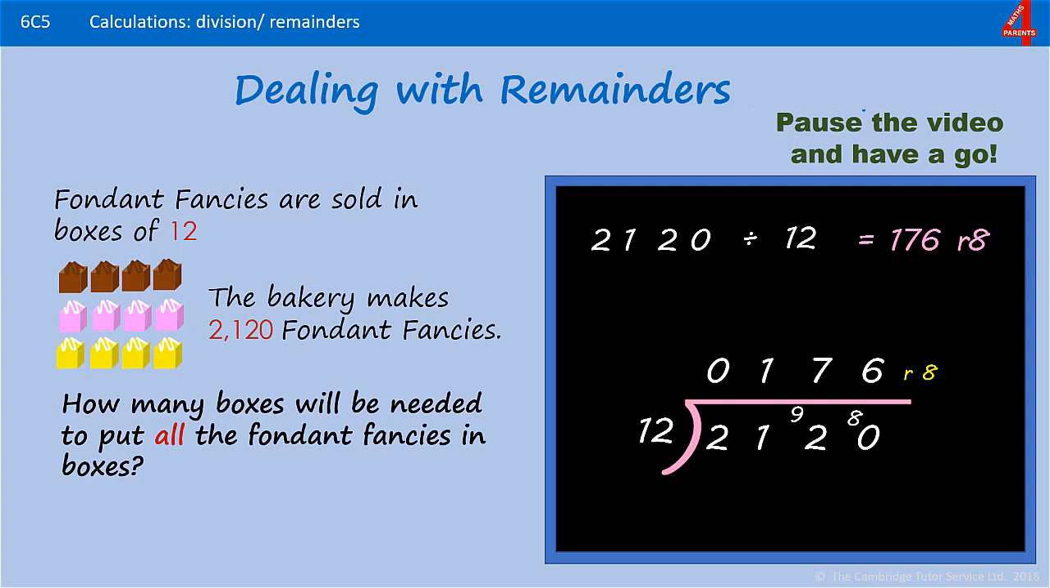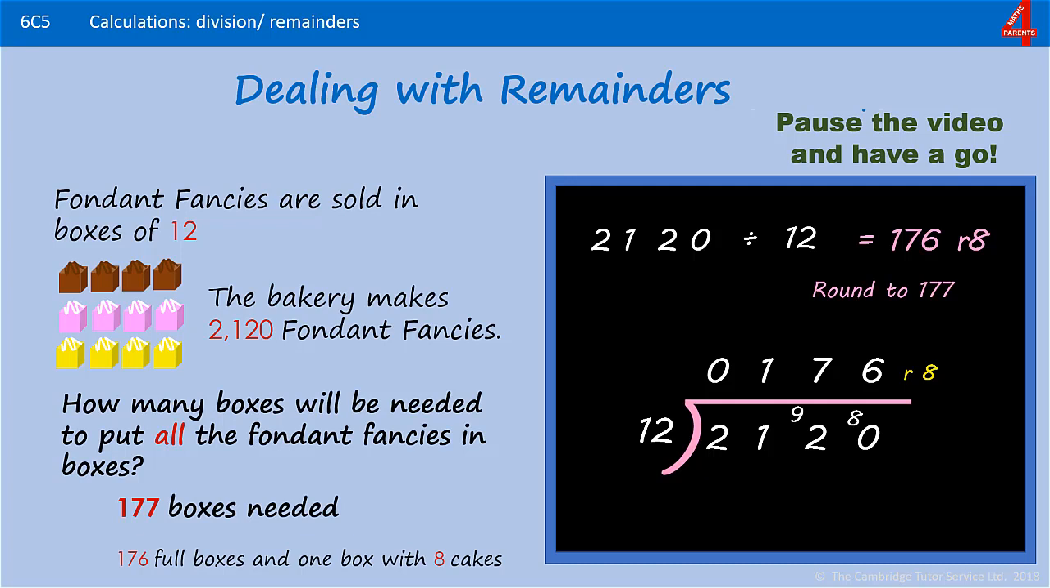The question asks how many boxes if we're going to put all the fondant fancies in boxes, even those 8 left over. That means we need 177. 176 of those will be full with 12 fondant fancies, but then there will be another box that has just 8 in it. So when we talk about solving a problem in the context, this is the kind of thing we're talking about.